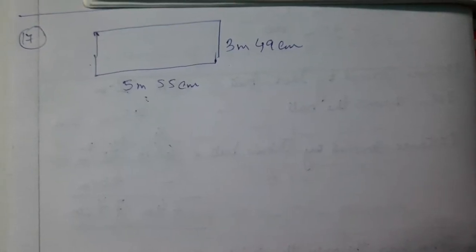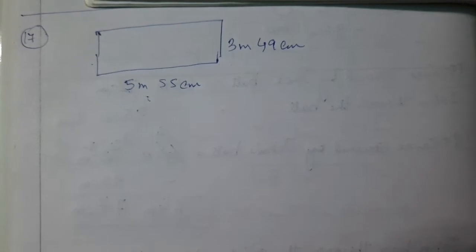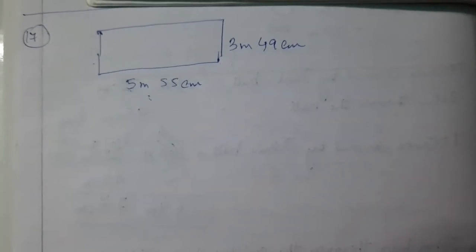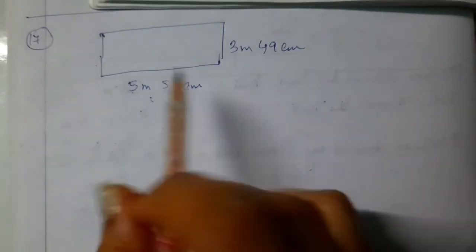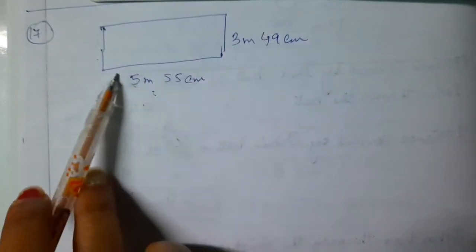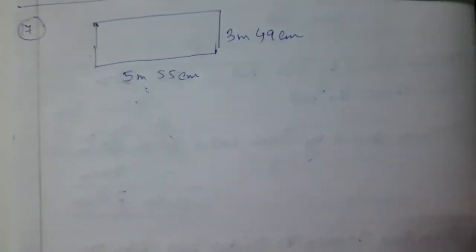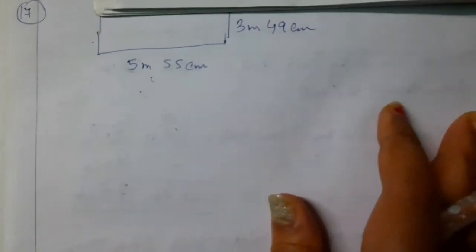Okay. So in order to find out the length of fencing, we have to find out the total length of the boundary. If we can find out the total length of the boundary, we can understand how much length of fencing is required. Okay, so then let's write the statements.